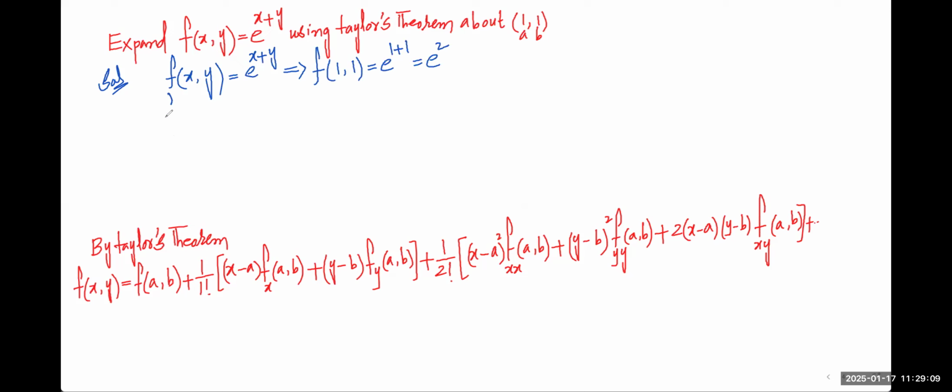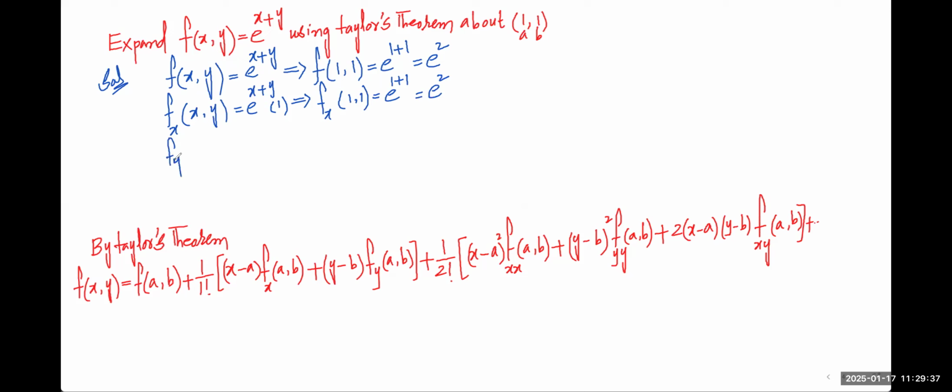Now partial differentiation of f with respect to x. The answer will again be e power x plus y. If you don't understand, write down the x coefficient, that is 1. This implies fx at 1 comma 1 is equal to e power 1 plus 1, into 1. So the answer is e square only.